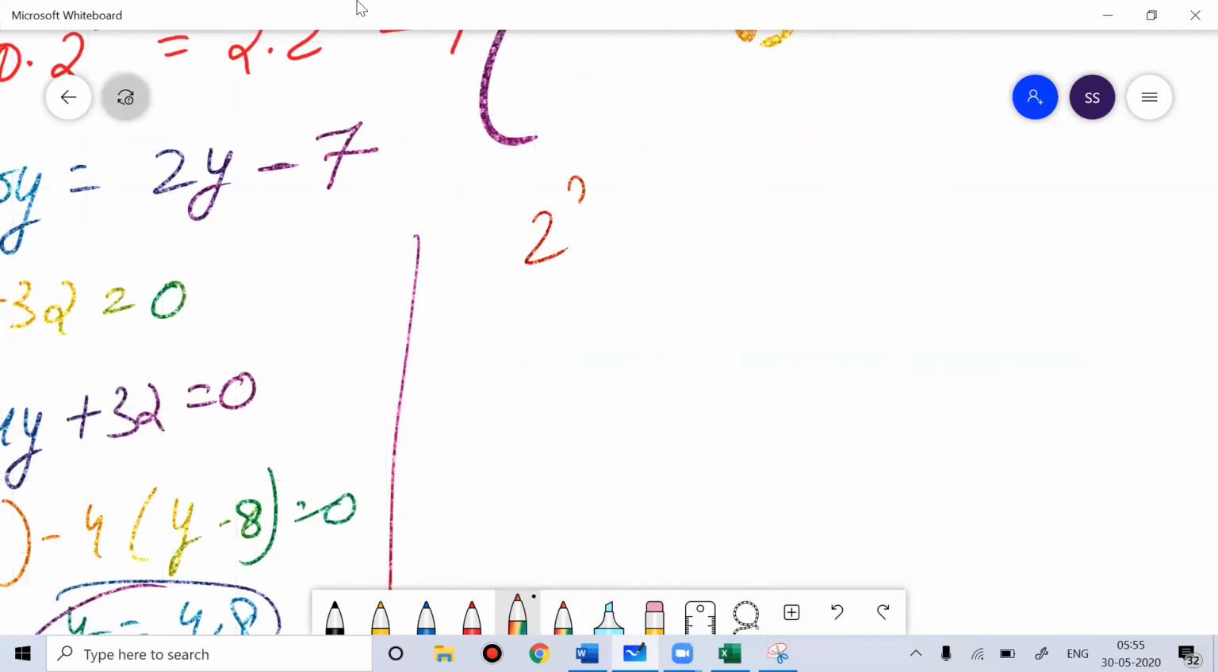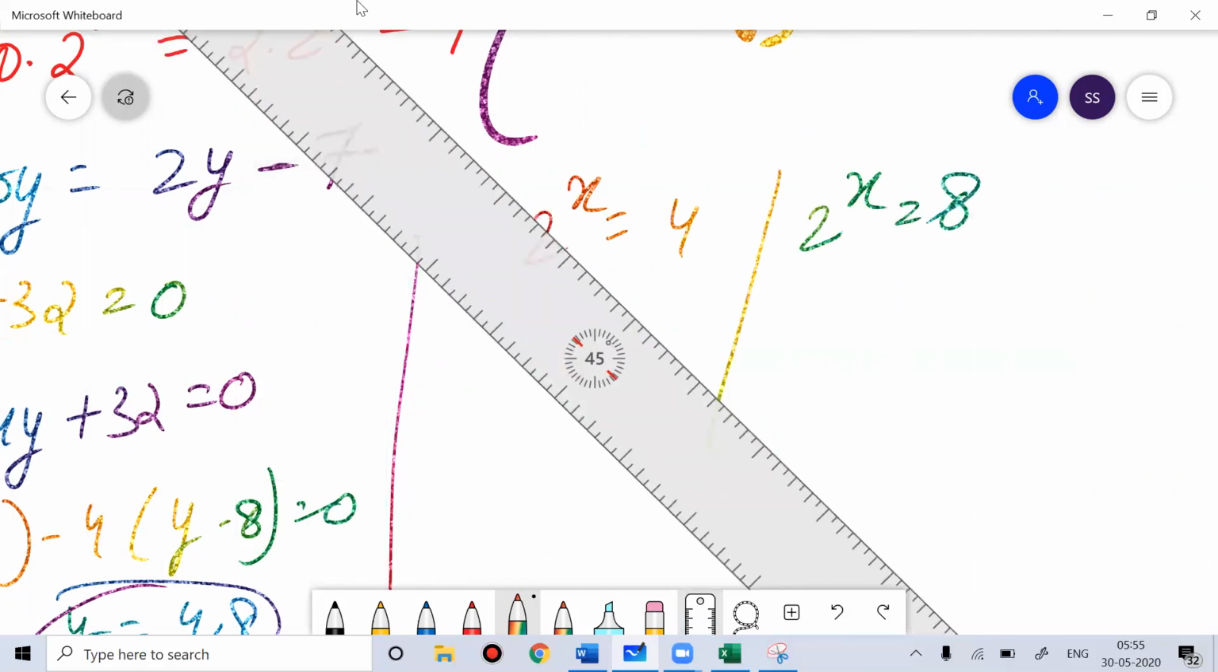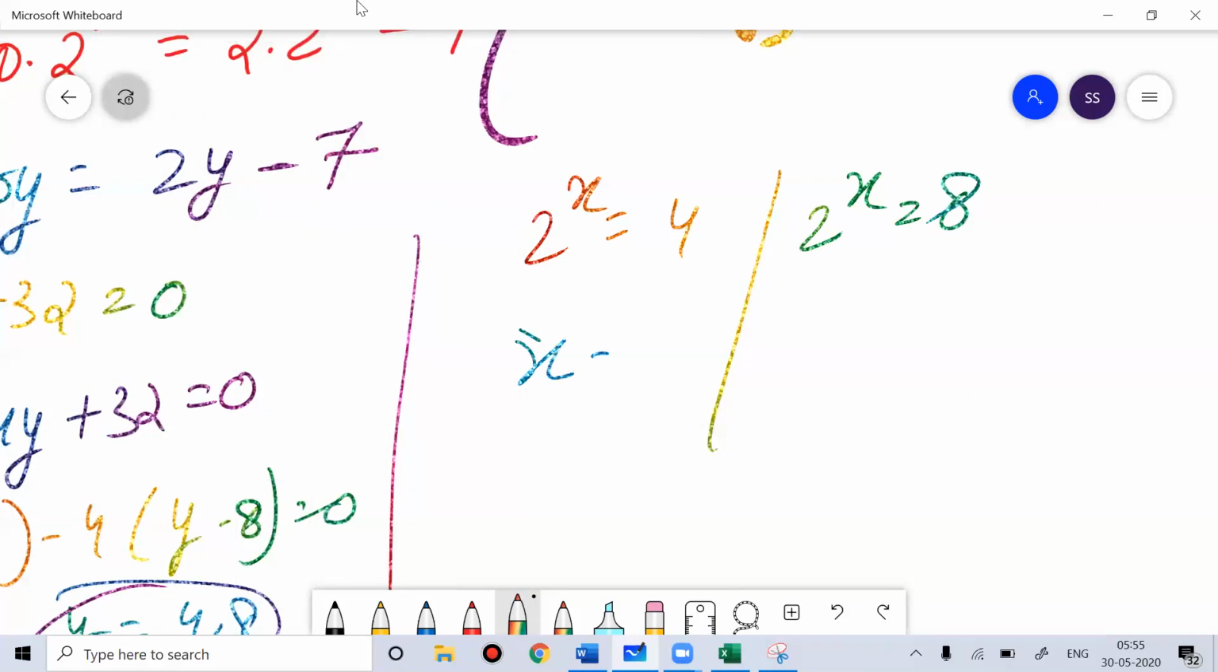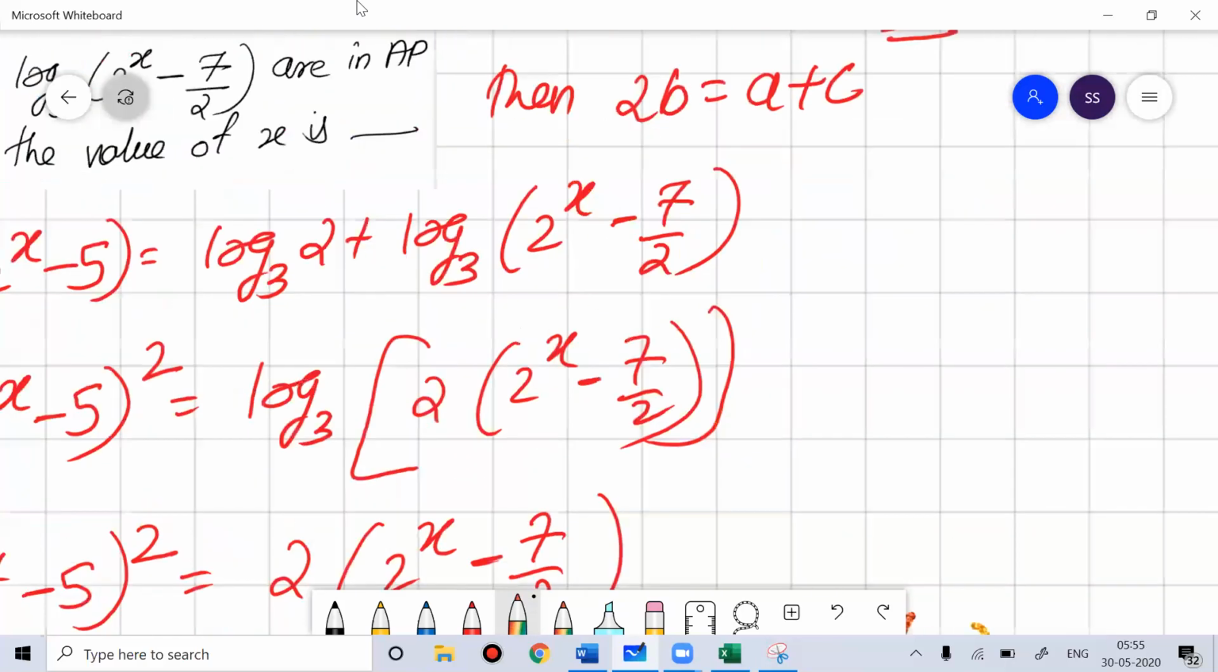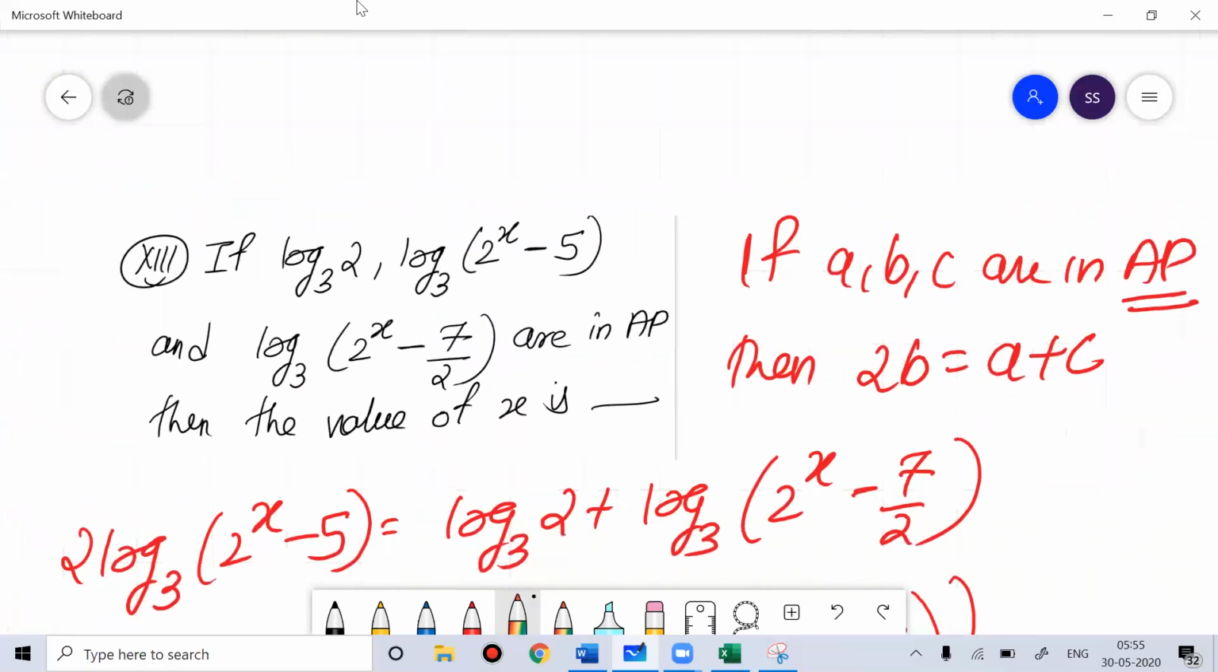So 2 to the power x is equal to 4, and 2 to the power 4x is equal to 8. So the x values you will get are 2 and 3. In this problem, the x values you will get are 2 and 3. Now just check whether 2 and 3 are both possible or not.